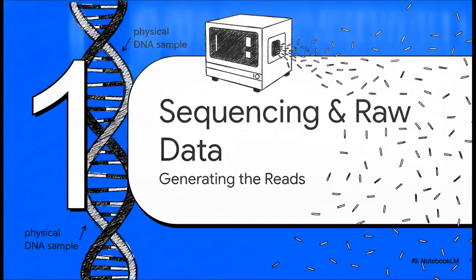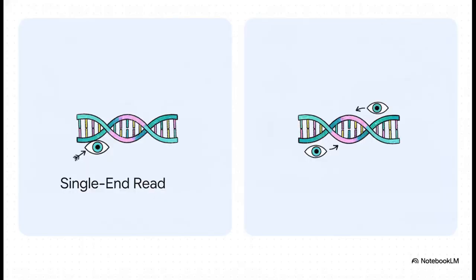All right, Section 1, Sequencing and Raw Data. Let's talk about actually generating those reads. When a sequencer, like an Illumina machine, processes physical DNA samples, it has a choice to make. It can do a single-end read, basically reading the DNA fragment from just one side. Now, that's cheaper for sure, but you get less information. Alternatively, it can do a paired-end read, reading the fragment from both ends.